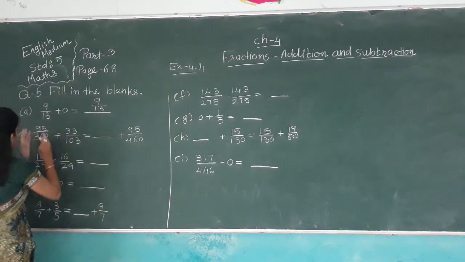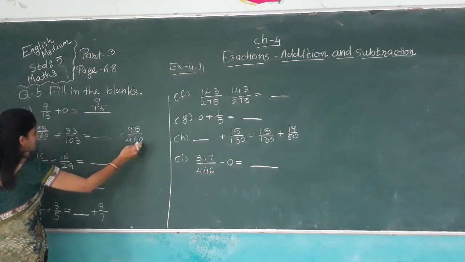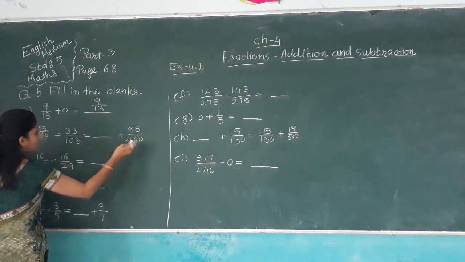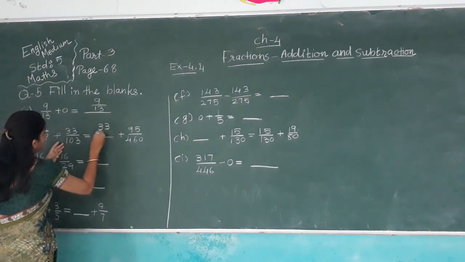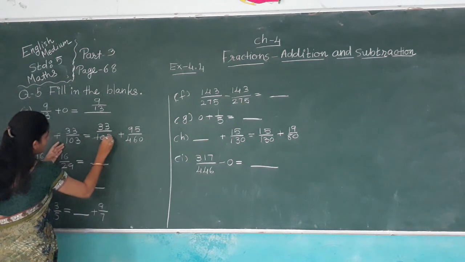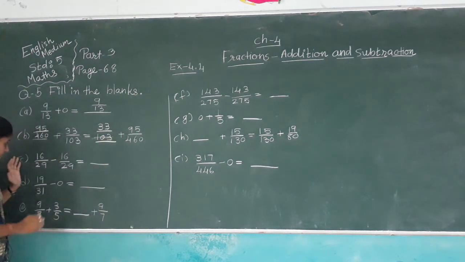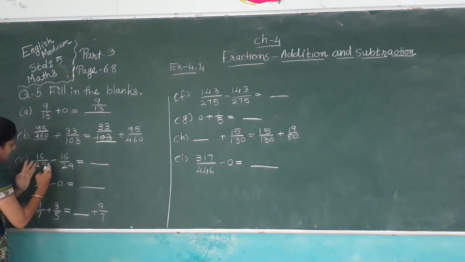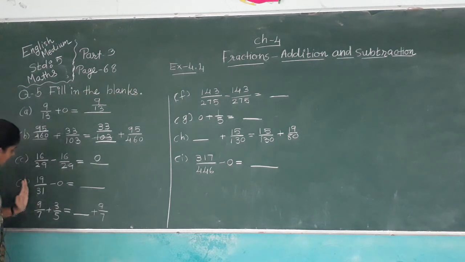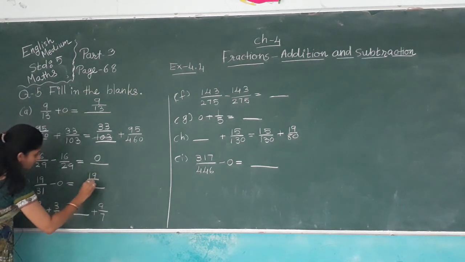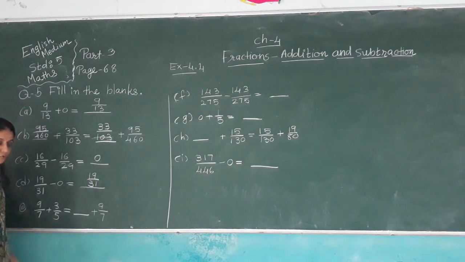Same, it is 95 out of 460 already here. So which number is missing? So here 33 out of 103 is missing. Now 16 out of 29 minus 16 out of 29, both are the same, so we get the answer 0. 19 out of 31 minus 0, we get the same answer because 0 has no value, so here 19 out of 31.